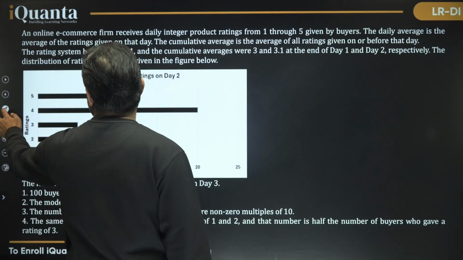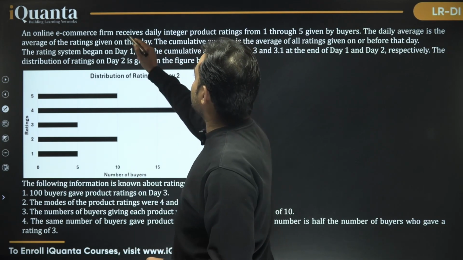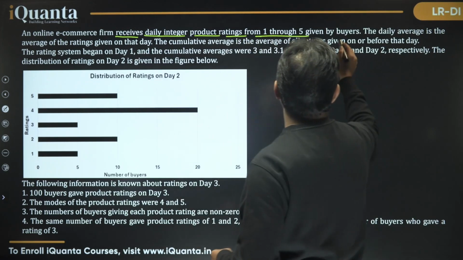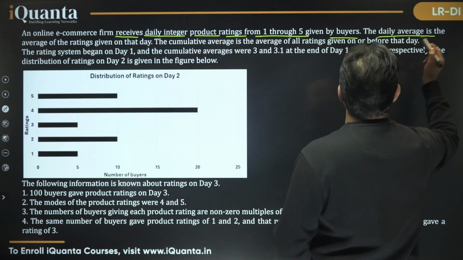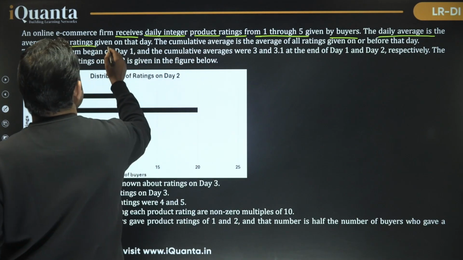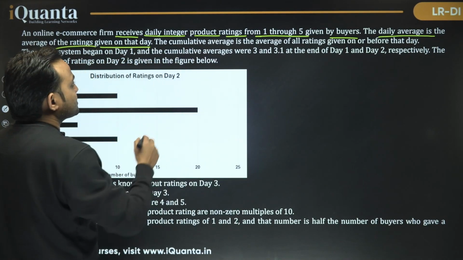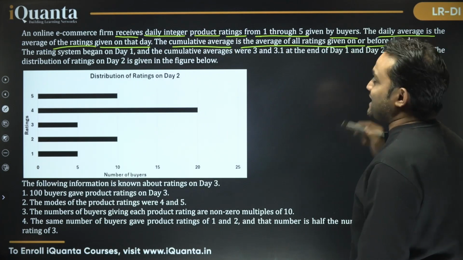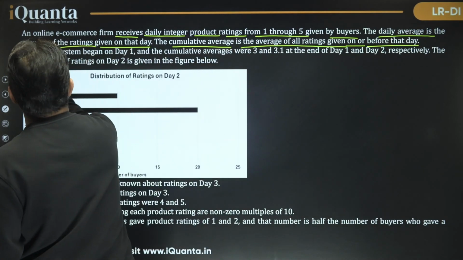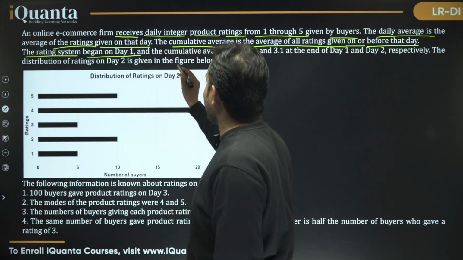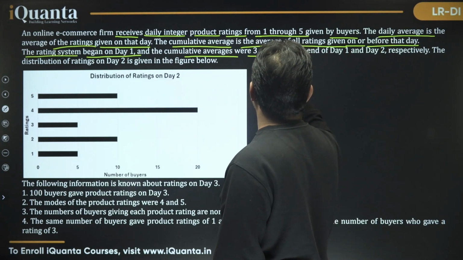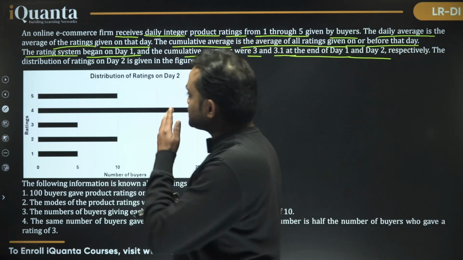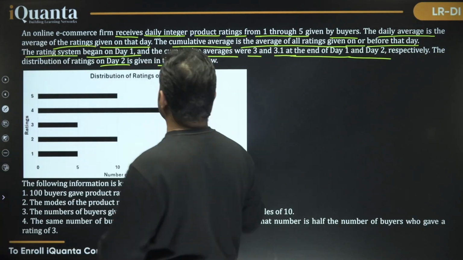An online e-commerce firm receives daily integer product ratings from 1 through 5 given by buyers. The daily average is the average of the ratings given on that day. The cumulative average is the average of all ratings given on or before that day. The rating system began on day 1 and the cumulative averages were 3 and 3.1 at the end of day 1 and day 2 respectively. The distribution of ratings on day 2 is given in the figure below.